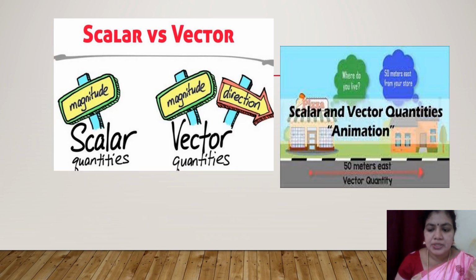This is just a pictorial representation of what is a scalar versus a vector. A scalar has only the magnitude, whereas a vector has direction. If I have a vector quantity, it will also have the direction included. So 50 meters east refers to a vector quantity. If I am just saying 50 meters, it is a scalar.